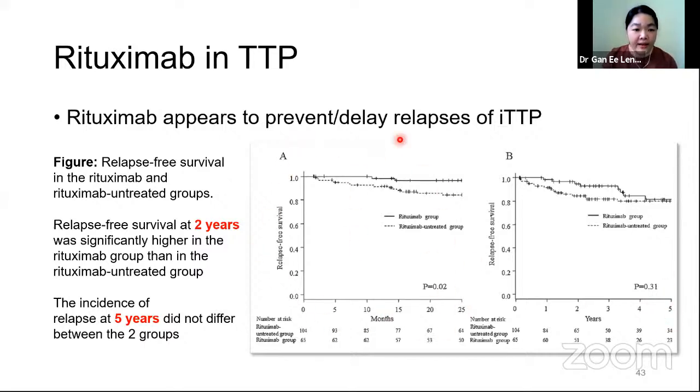Okay. When we look at A, the relapse-free survival at 2 years is significantly higher in the rituximab group. The top curve is actually those patients who received rituximab. The relapse-free survival is significantly higher compared to patients who did not receive rituximab. But when we extend the study up to 5 years, apparently the incidence of relapse at 5 years did not differ between the two groups. Okay, so it is very important for the first 2 years.